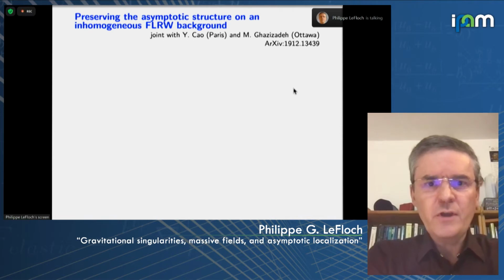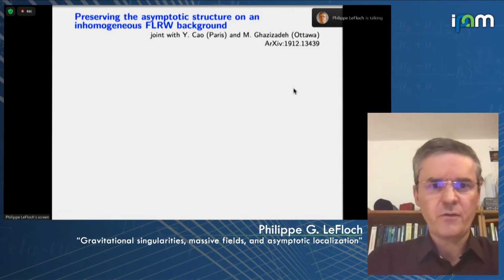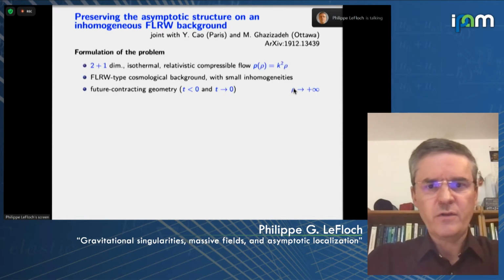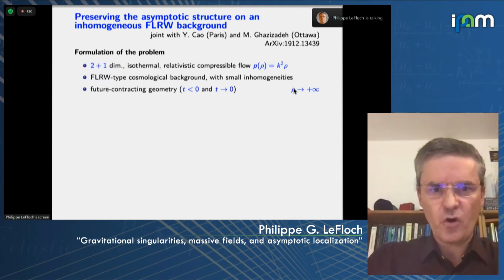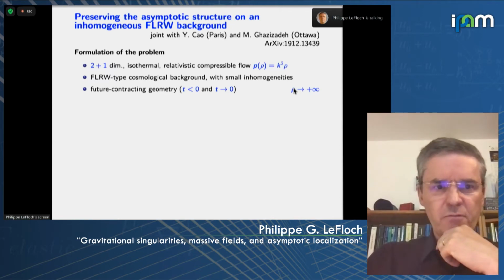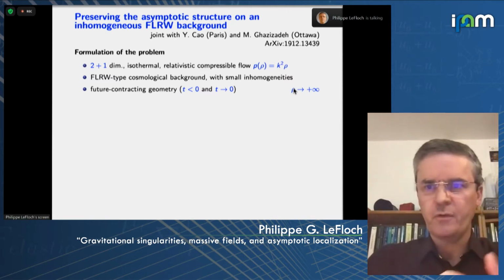So I'm showing you now a second situation, maybe closer to the interest of this community, which is a formulation. Again, it's a model. So I fix the geometry to be an FLRW type cosmological background with certain small inhomogeneities that I just put by hand in a metric.